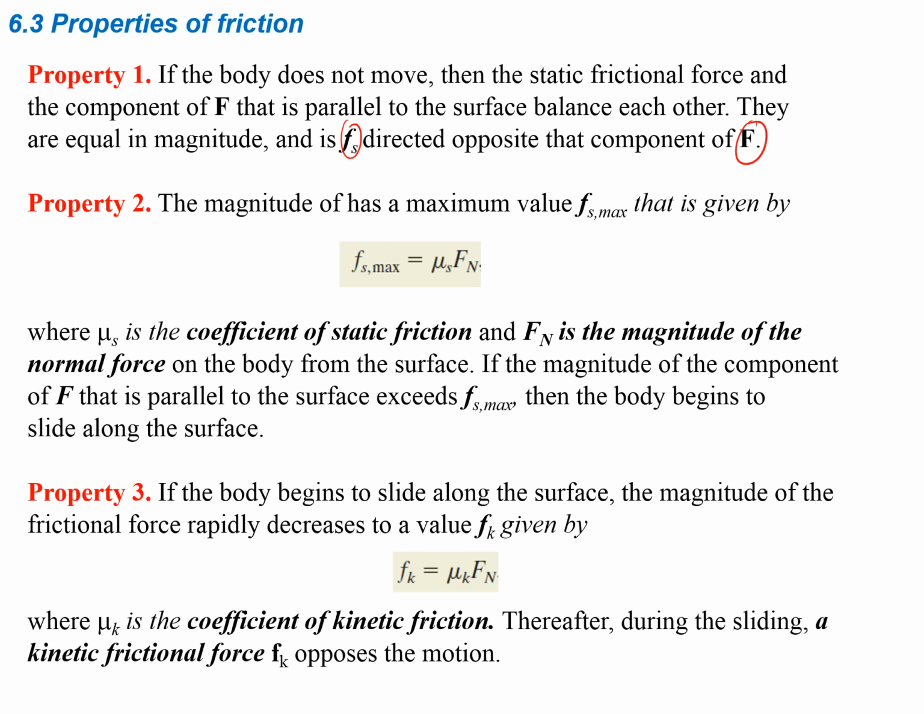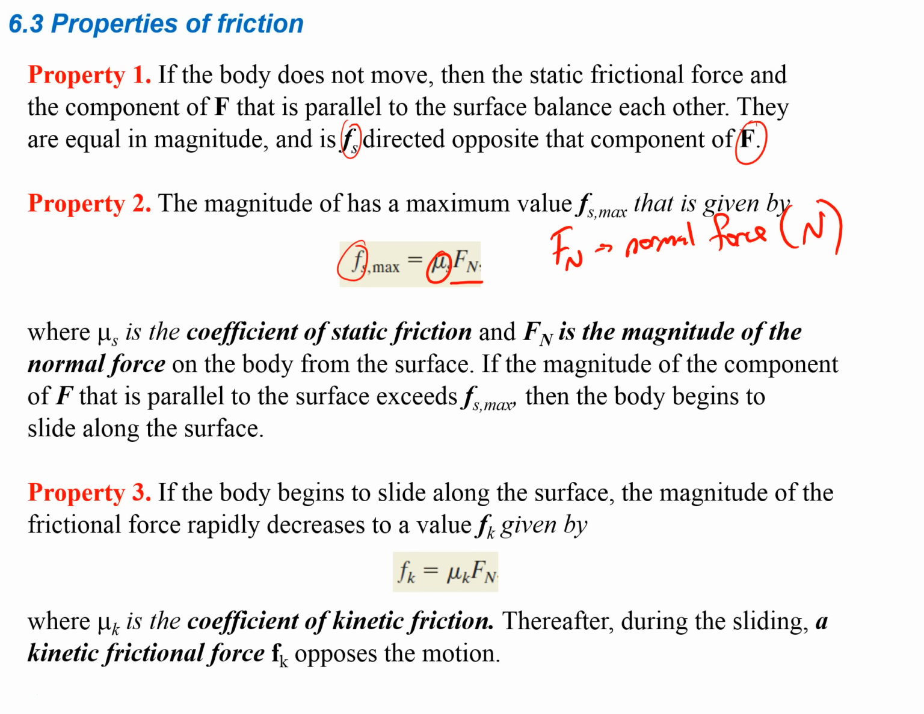Property 2. The magnitude has a maximum value that is given by this. The maximum possible static frictional force is given by mu s times the normal force. F subscript big N is our normal force, which is sometimes just written as big N, where mu s is the coefficient of static friction, and Fn is the magnitude of the normal force on the body from the surface.